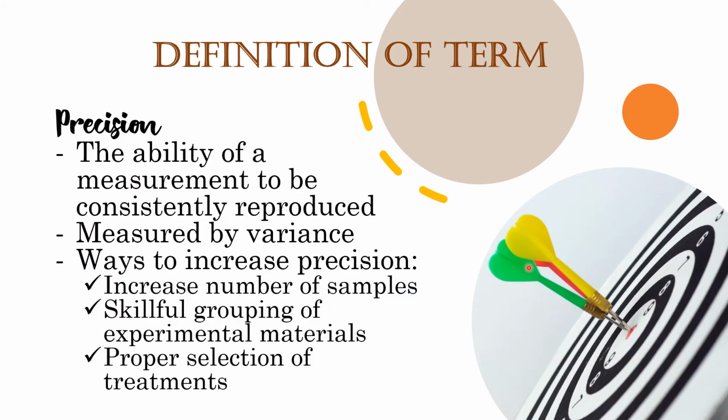And so we have here another term, which is precision. It is the ability of a measurement to be consistently reproduced, and it is measured by variance. So ways to increase precision are to increase the number of samples, the skillful grouping of experimental materials, or proper selection of treatments.